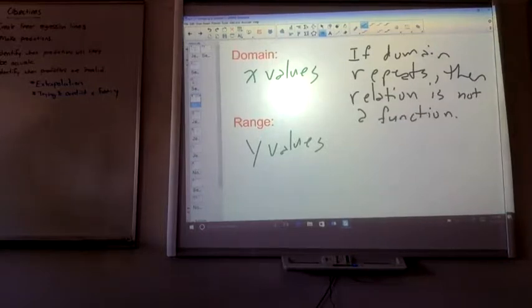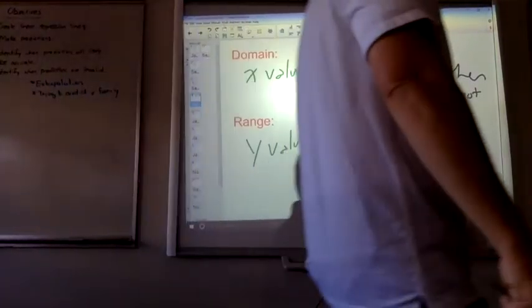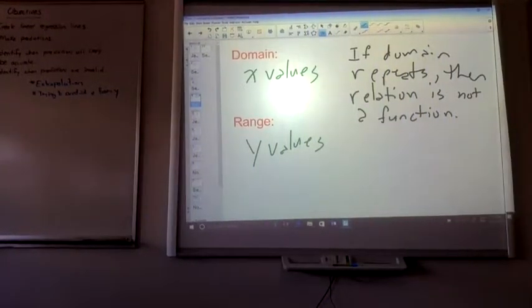Okay, so remember, every set of ordered pairs, every input-output, any domain and range, is a relation. In order for that relation to be a function, you can't repeat your domain. You can't repeat your x. You can't repeat your input. Okay, so the domain and the range.